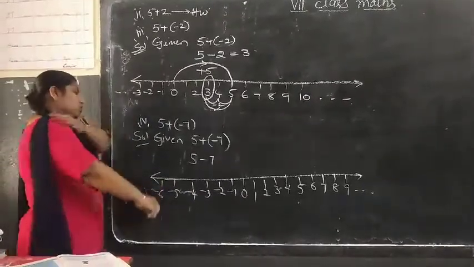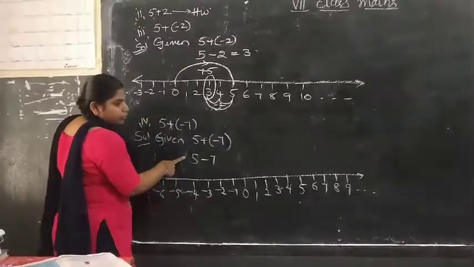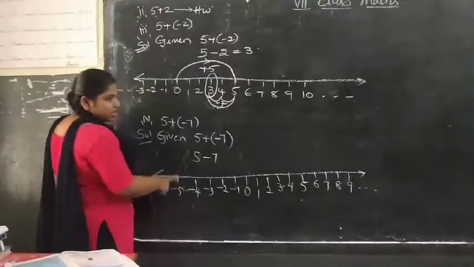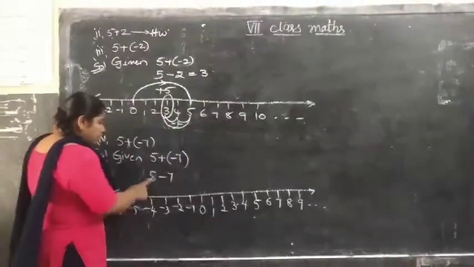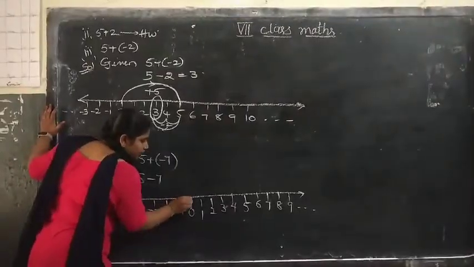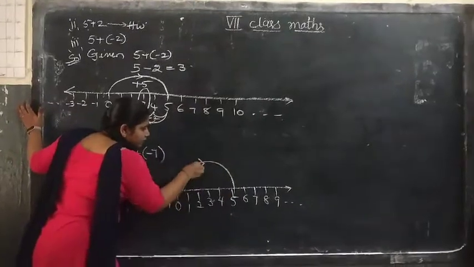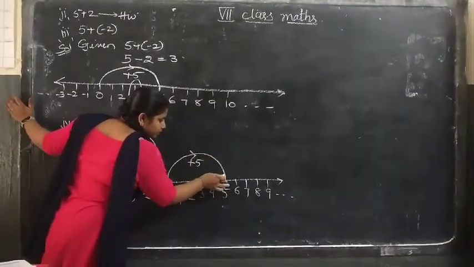And so on. So 5 is a positive number. You are not seeing any sign, that means it has a plus sign. If it is a plus sign, we have to move to the right side. So 5 is a positive number. From 0 you have to take till 5. This is plus 5.